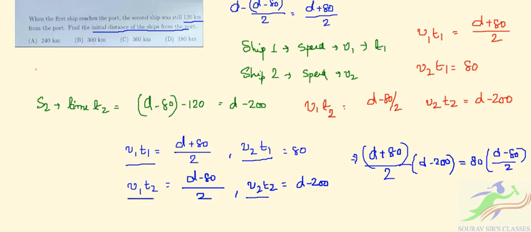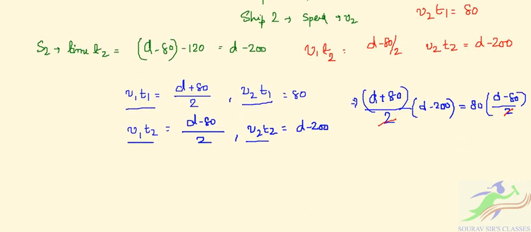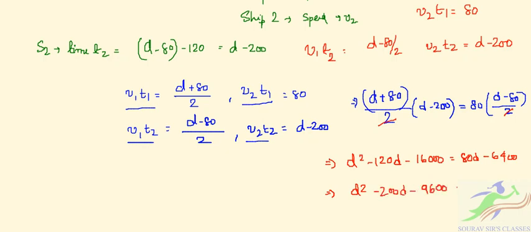So the 2 will cancel out, and we are left with D square minus 120D minus 16,000 equal to 80D minus 6400. If we simplify, we have D square minus 200D minus 9600 equal to 0.